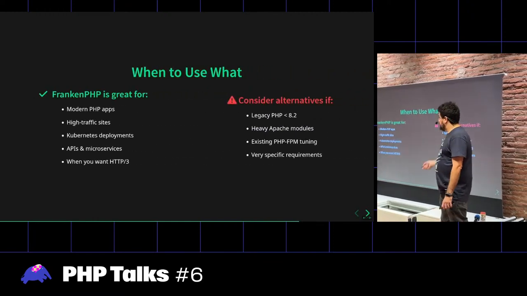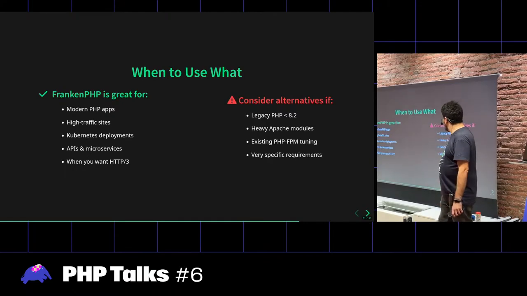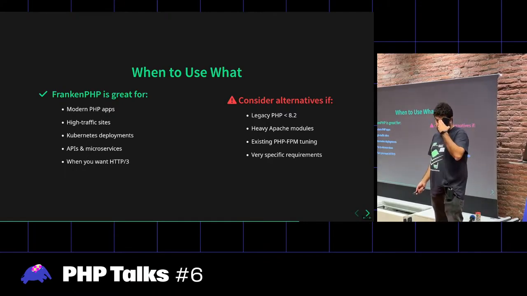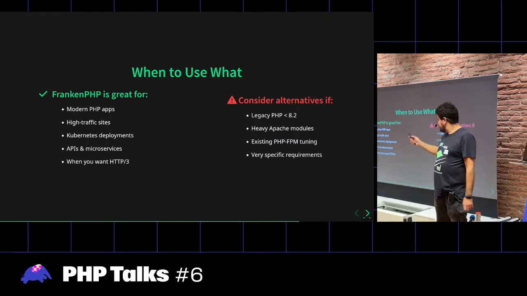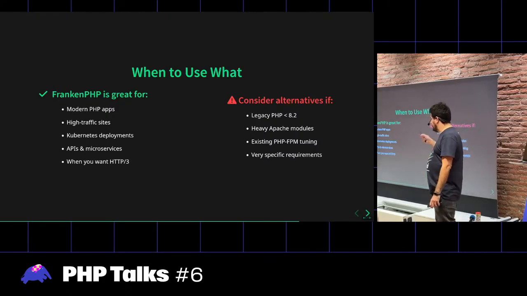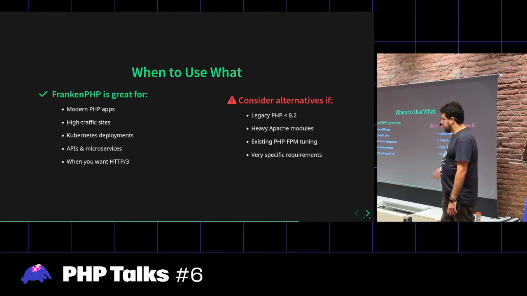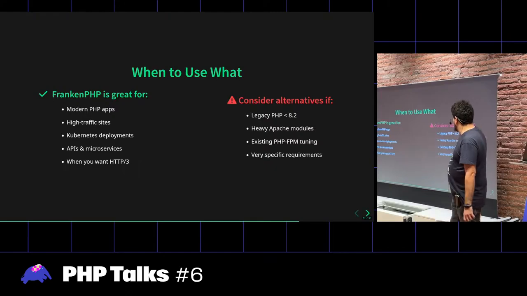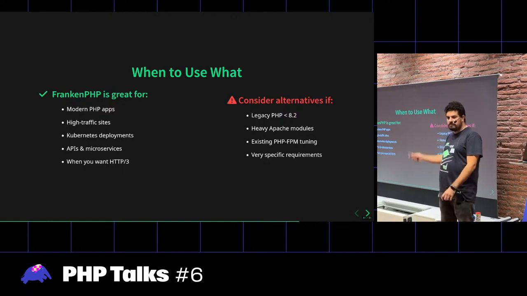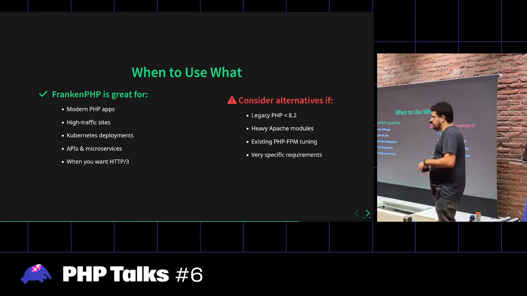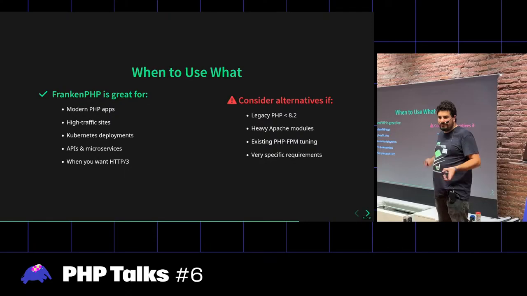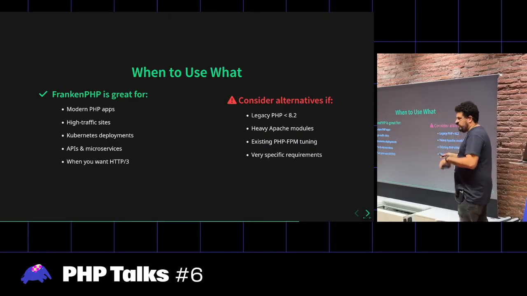When do you use what? FrankenPHP is for modern PHP, don't try to go with legacy. For high traffic sites it's a really good one. If you have e-commerce or whatever, it's a good fit. If you use Kubernetes or you're using APIs and microservices, it's good. It also includes Caddy and HTTP/3, so it's also good because it's multi-connection, multi-threaded. It's really nice. But don't consider it if you already use Apache modules, or you already tuned your PHP-FPM, because my PHP-FPM was not tuned enough, it was not at the maximum peak. I think I can get more, but I don't want to spend time on that when I want to talk about FrankenPHP. Or if you have really specific requirements.